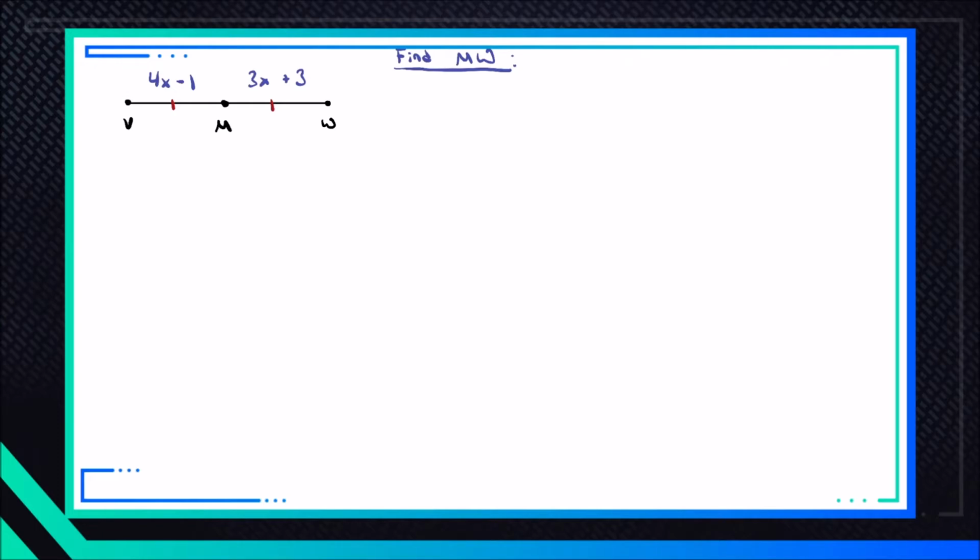So we know that VM is equal to MW. They're congruent, the lengths are equal. And so we can set their two terms equal to one another. So 4x minus 1 is equal to 3x plus 3. And now we just have to use our algebraic inverse operations to solve for x. So we're going to subtract 3x on both sides to combine like terms. 4x minus 3x is going to leave us with 1x. And so we have x minus 1 is equal to 3. And then we're going to add 1 to both sides to get x is equal to 4.